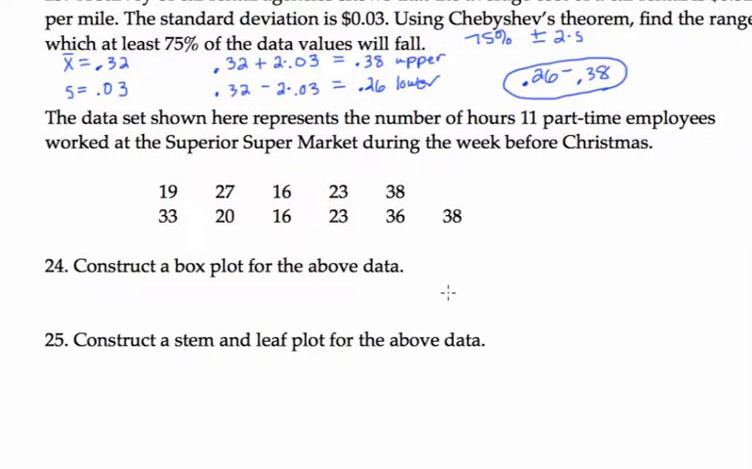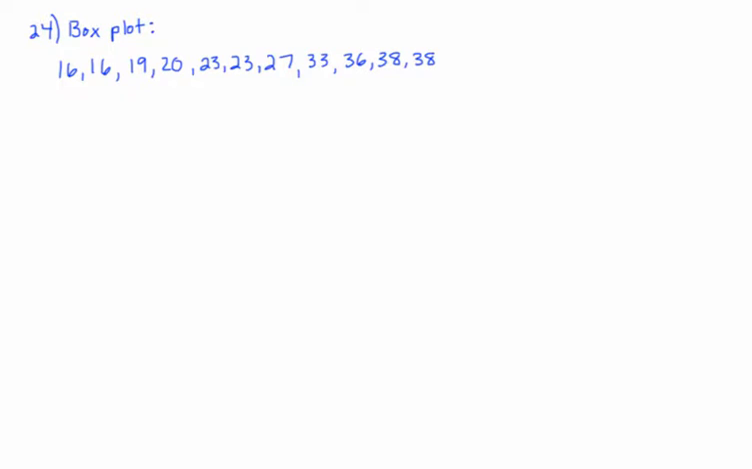The number of hours of 11 part-time employees working at the Superior Supermarket during the week before Christmas. So these are amounts of hours. We are supposed to construct a box plot and a stem and leaf plot. I'm going to use a new sheet so I have some more room. My first step in making a box plot is to order my data. The next step will be to find the 5-number summary.